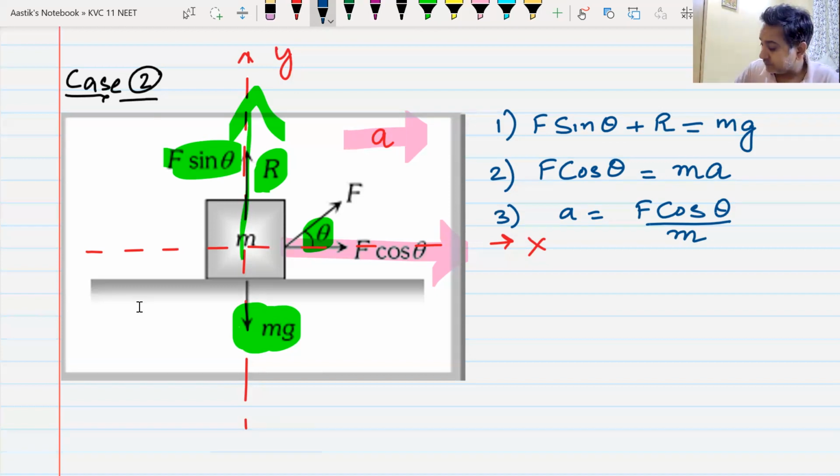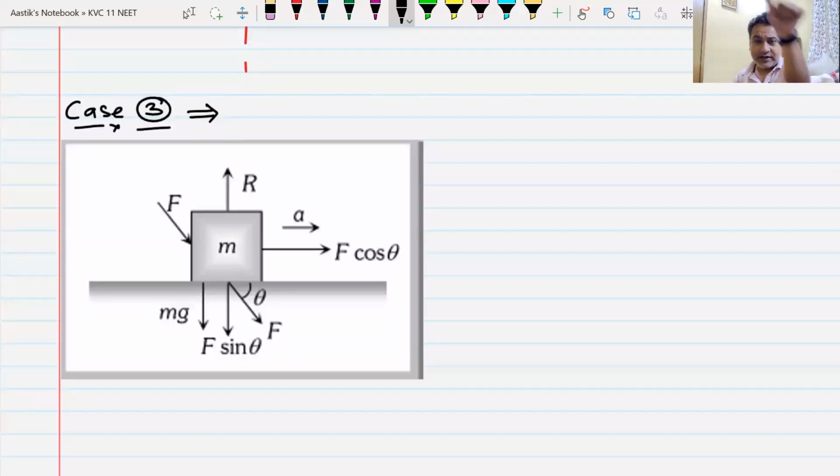Now, what is there in the diagram is, instead of applying the force upwards like this, the force is applied in the downward direction. In the previous case, it was a pull. You were pulling it upwards. Now it's a push. You are pushing it downwards. The angle is given as theta, as you can see here.